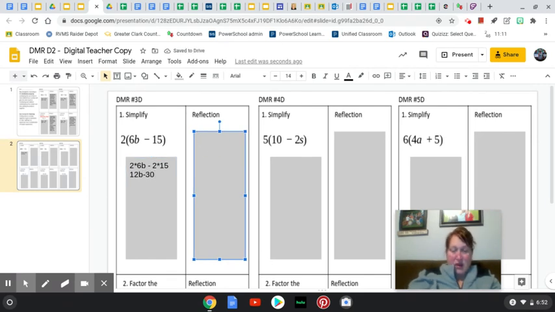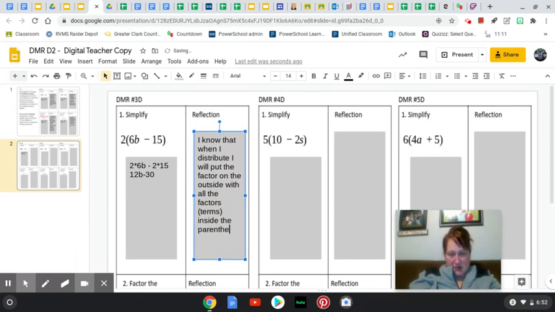Reflection. I know that when I distribute, I will put the factor on the outside with both factors, I should say all, because sometimes there's more than two, with all the terms, we'll call them factors, inside the parentheses. So push pause so that you guys can type all of that, but I'm going to keep going.